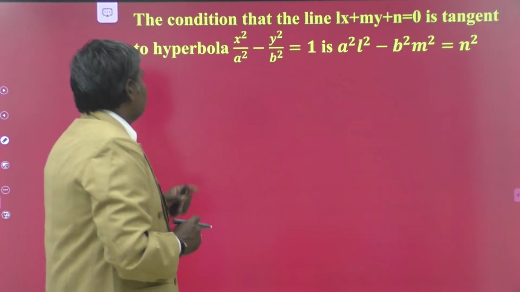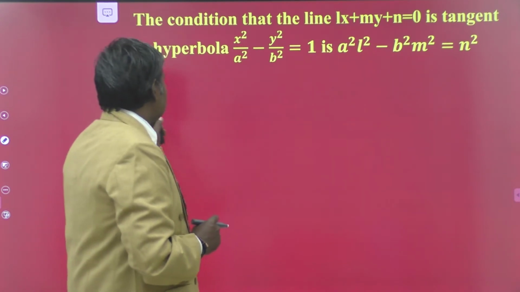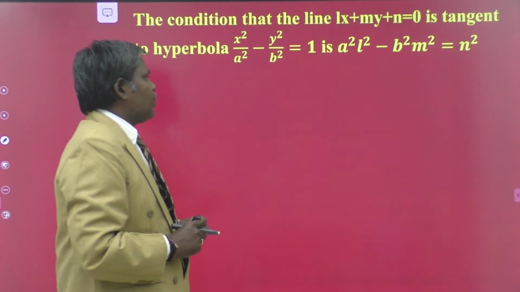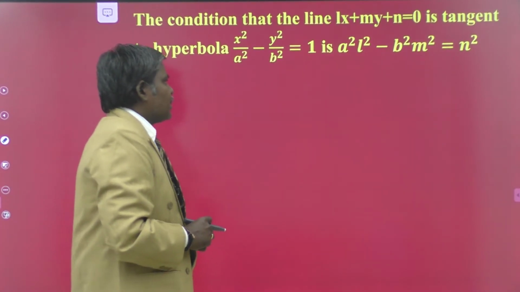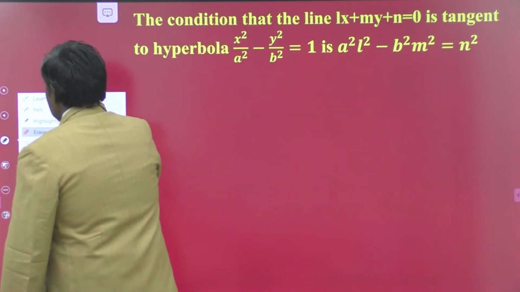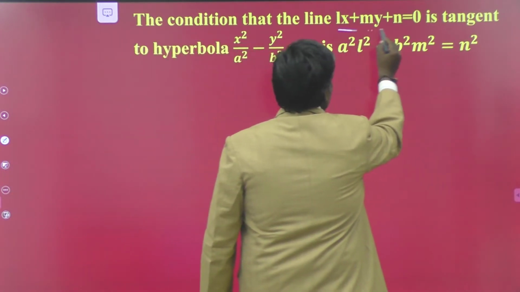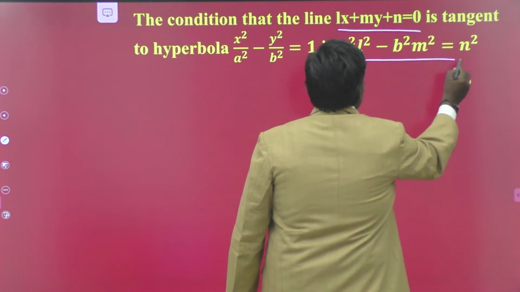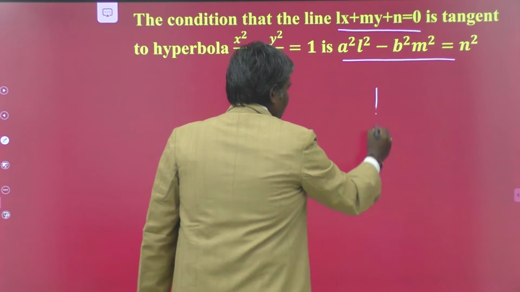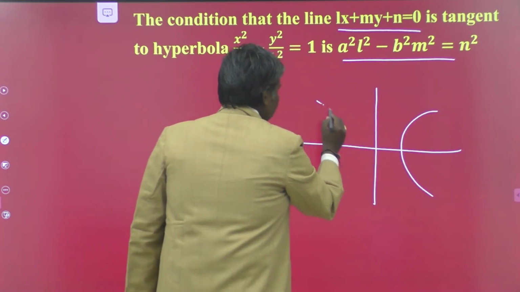See, the condition that the line Lx plus my plus n equal to 0 is tangent to the hyperbola x square by a square minus y square by b square equal to 1 is a square L square minus b square m square is equal to n square. So, this is the condition that the line Lx plus my plus n equal to 0 is tangent to the hyperbola x square by a square minus y square by b square equal to 1.